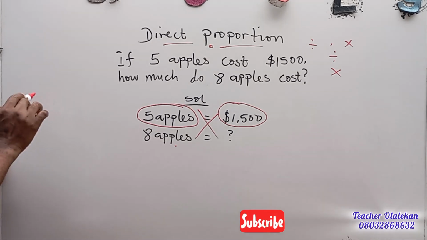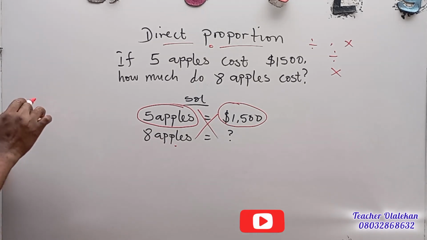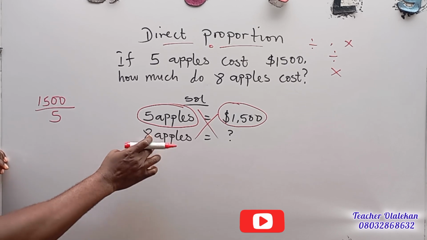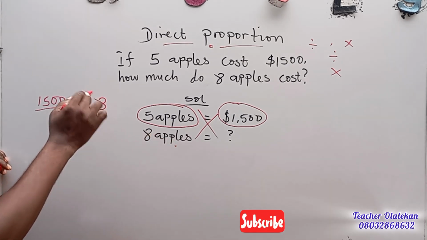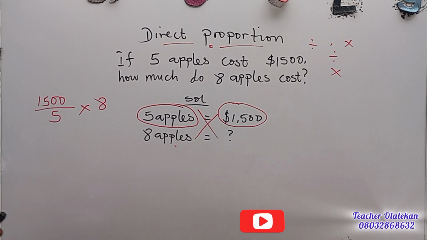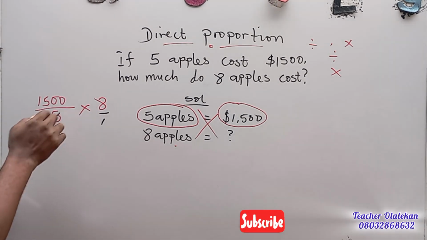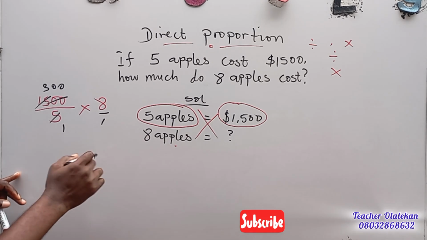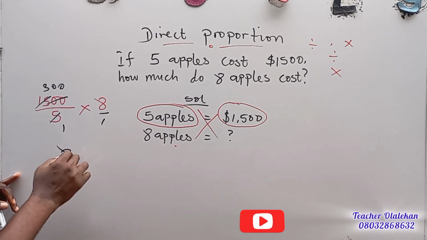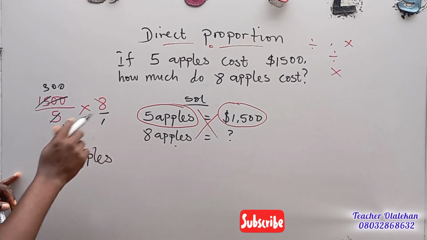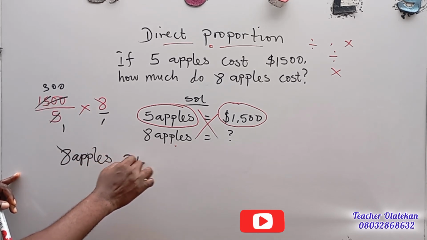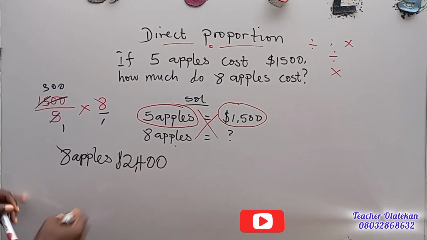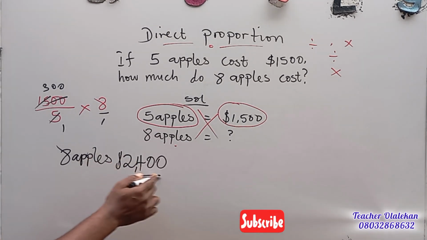So this is what I mean. You just do your division first, which is 1,500 divided by 5. Then you multiply it by 8. If you use the knowledge of fraction, then this becomes easier. 5 into 1,500: 5 here 1, 5 here 3, and here 0, 0. So that means 8 apples will cost 8 times 300, which is $2,400. So that's the correct answer.